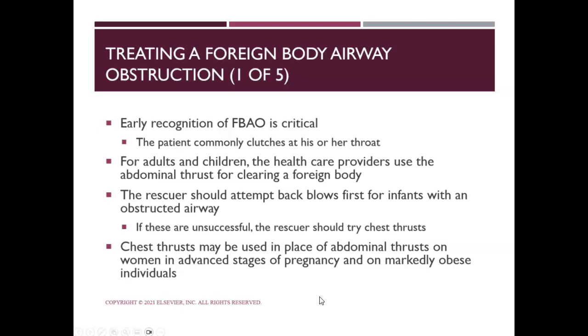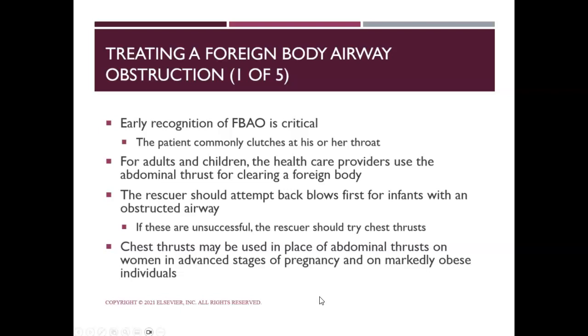Treating foreign body airway obstructions. If you have a patient that you suspect has a foreign body in their airway, it is critical that you identify this early on. Patients typically that are having airway obstruction are going to be clutching at their throats, making signs that they can't breathe. This can be very silent though.